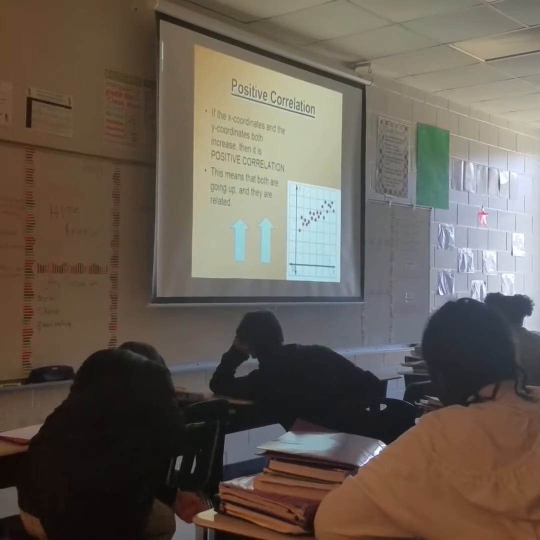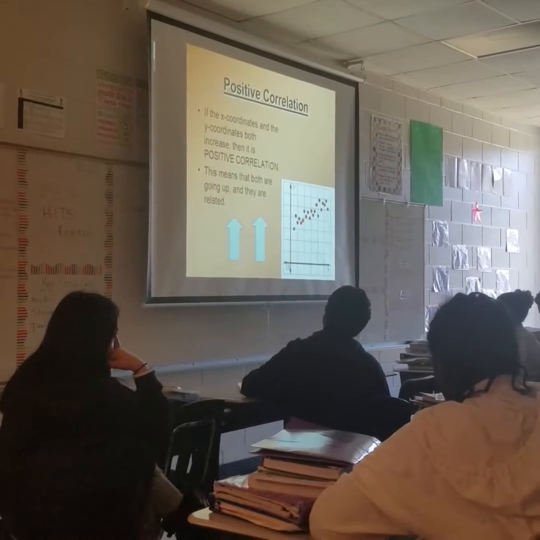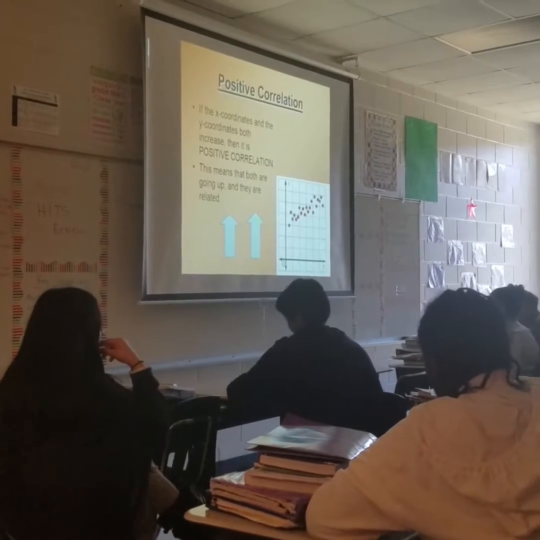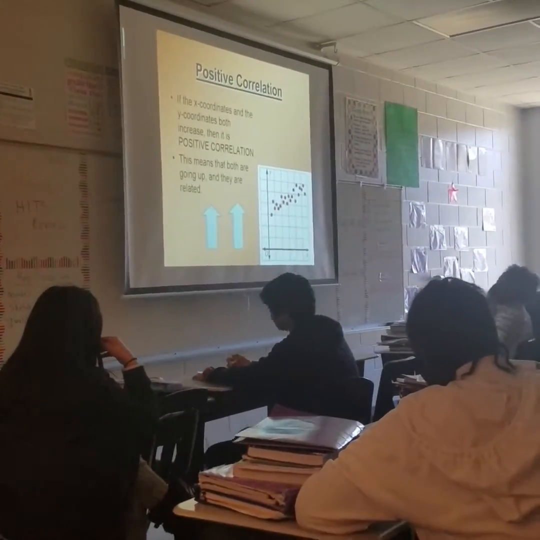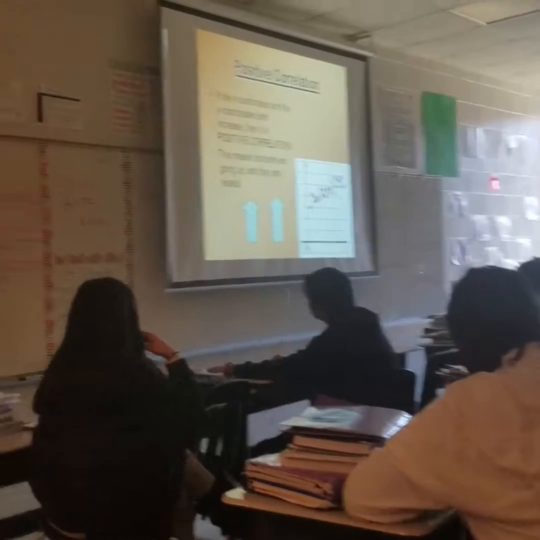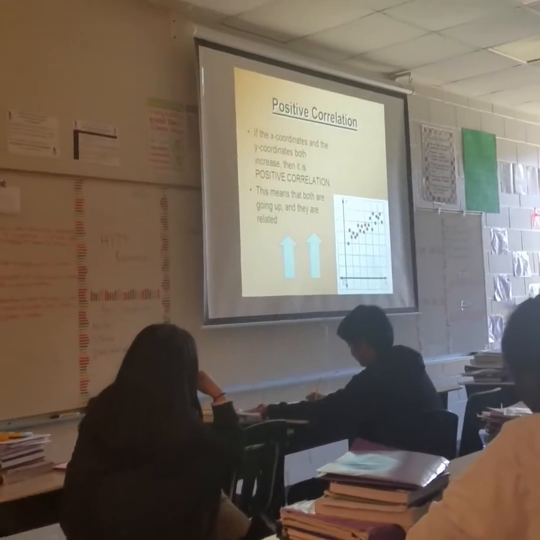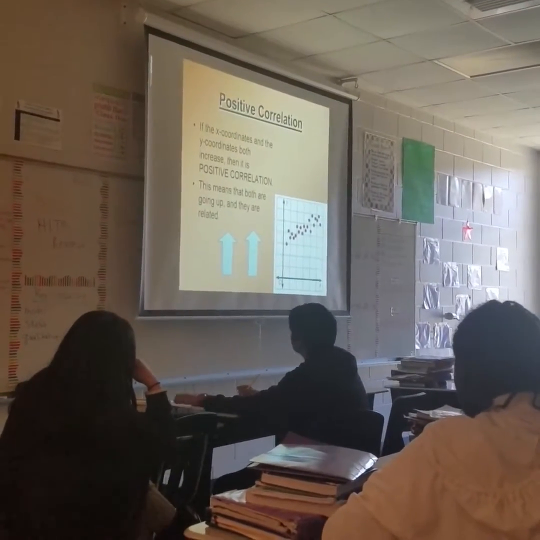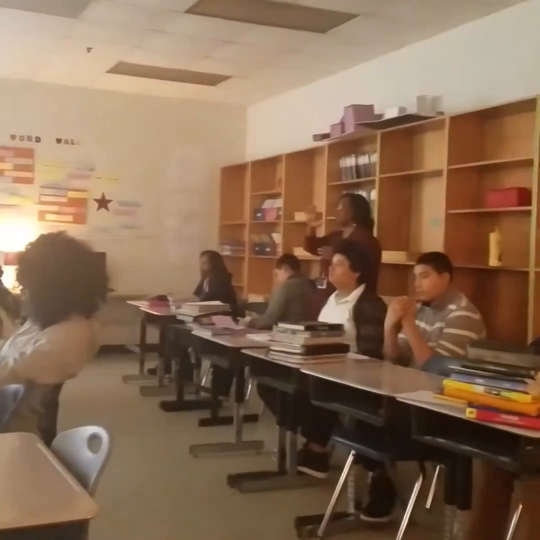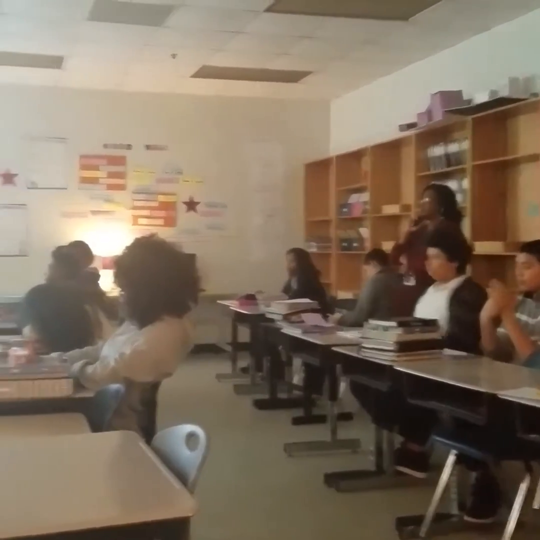Okay, so Ms. Jones, go ahead and read about the positive correlation here. If the x coordinates and the y coordinates both increase, then it is positive correlation. That's correct. Yes, positive correlation means that both are going up and they are related. So we're going to have our ordered pairs, your X and your Y. If both of those are increasing or going up, that means it's going to be a positive correlation for your scatter plots. Okay?